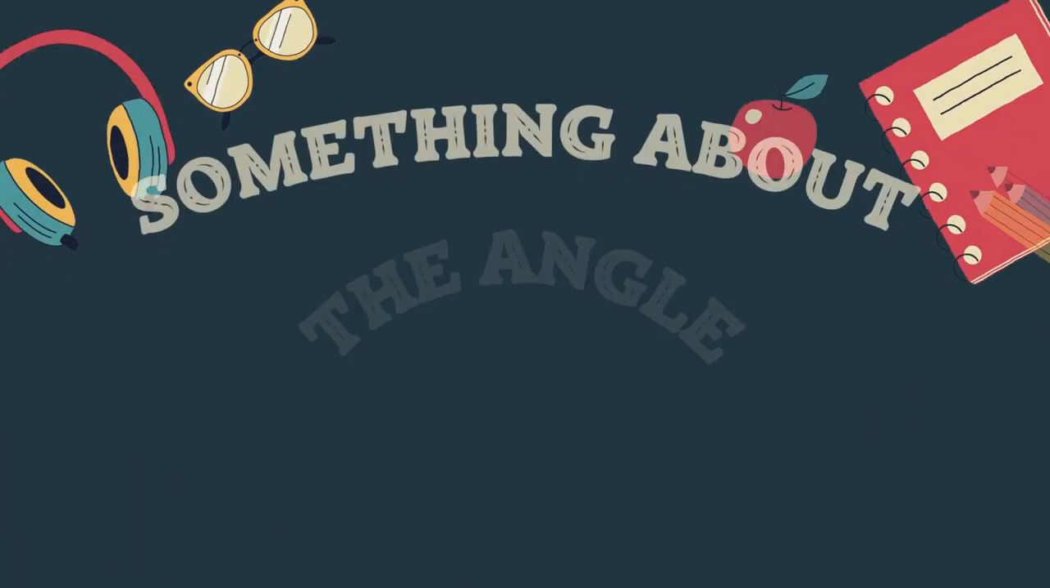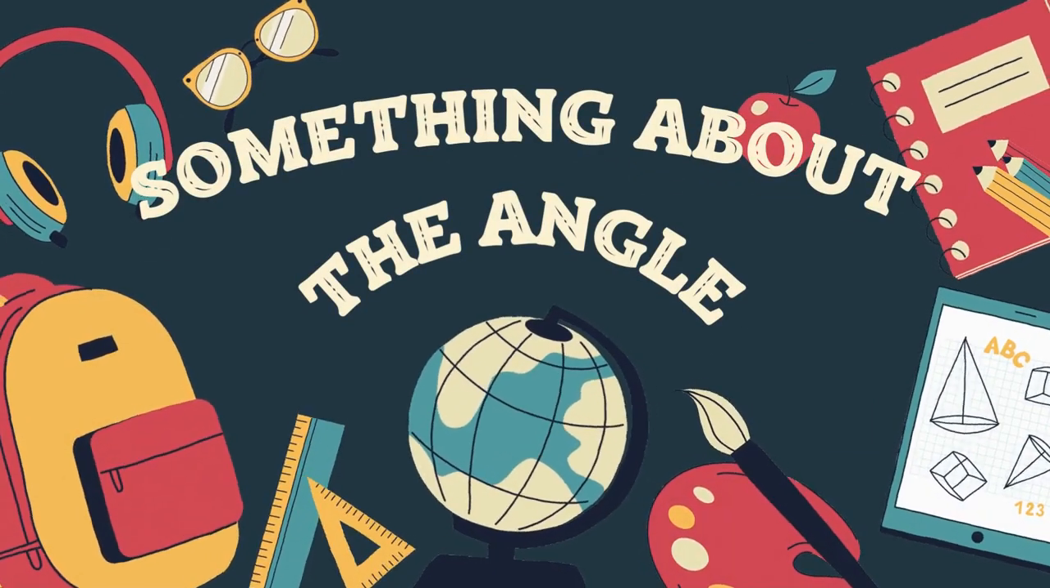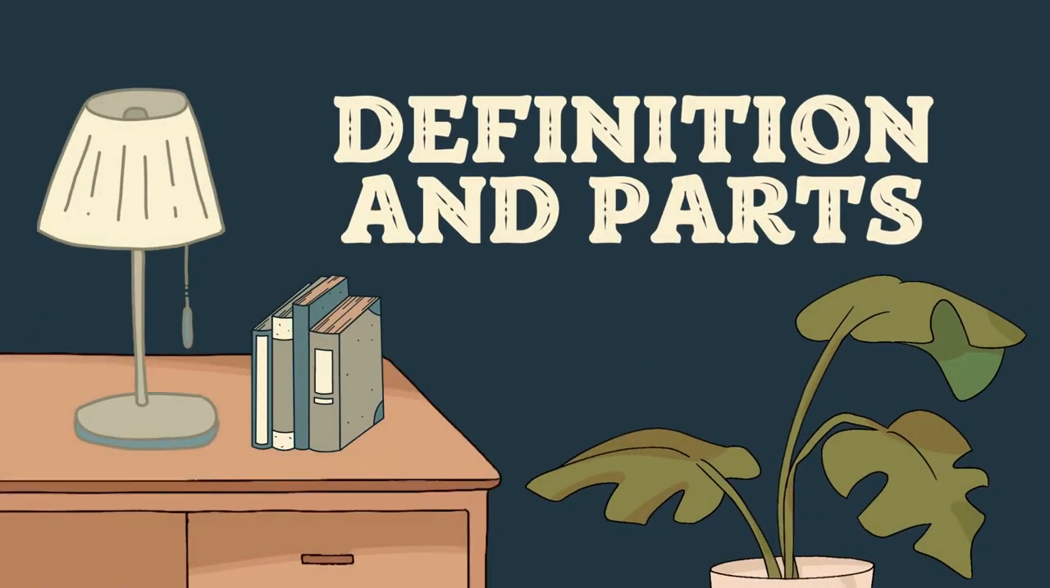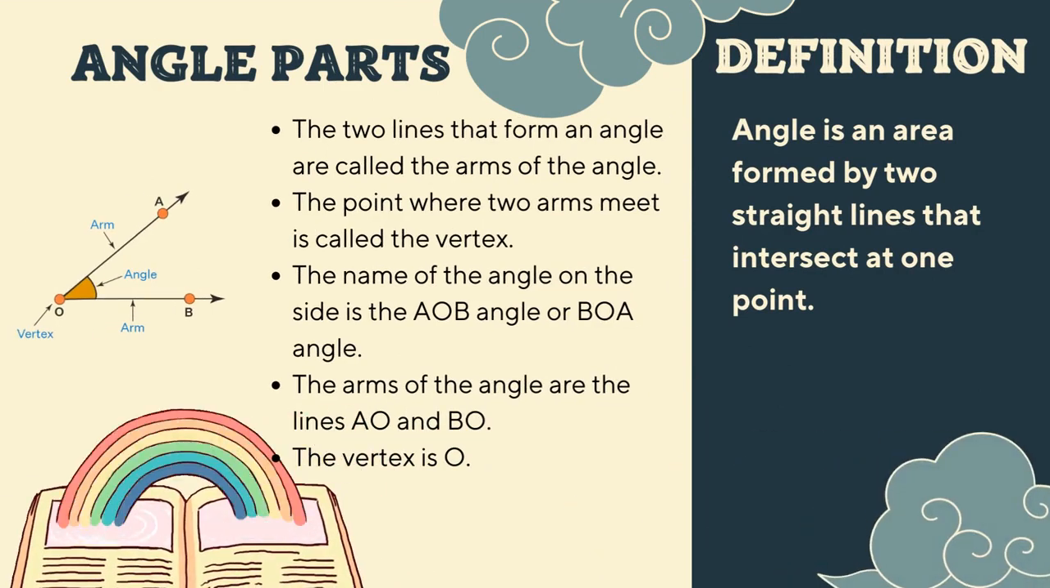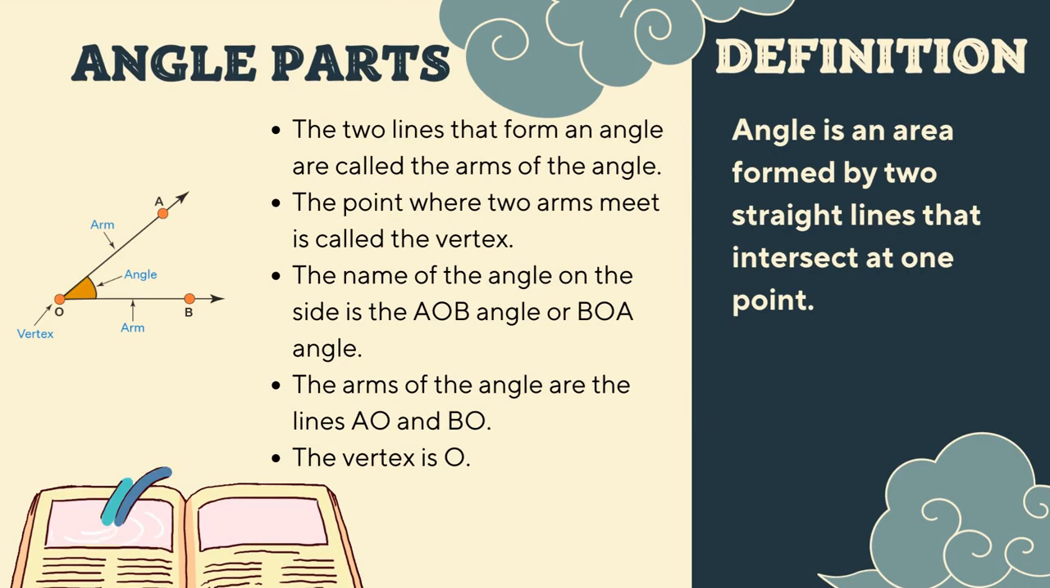In this video, I will explain something about the angle. First topic is definition and parts of the angle. Definition of the angle. Angle is an area formed by two straight lines that intersect at one point.